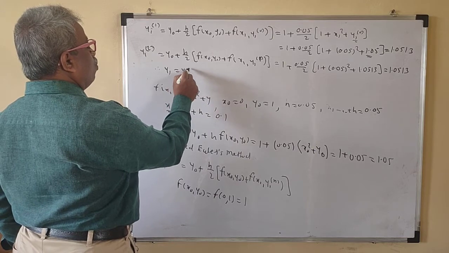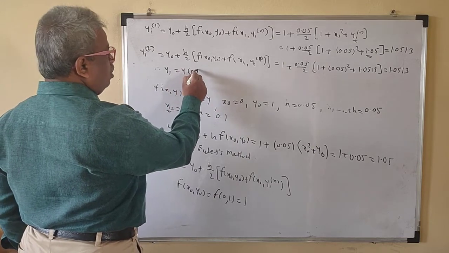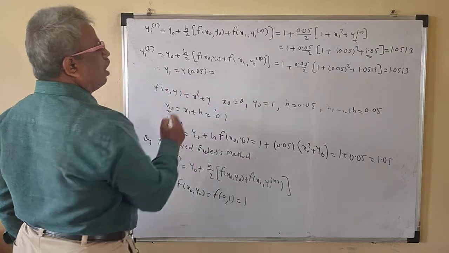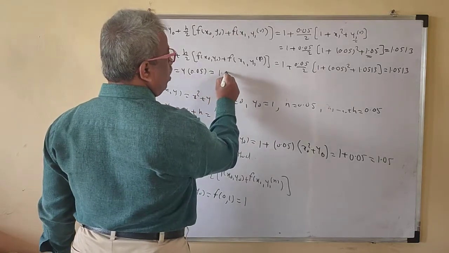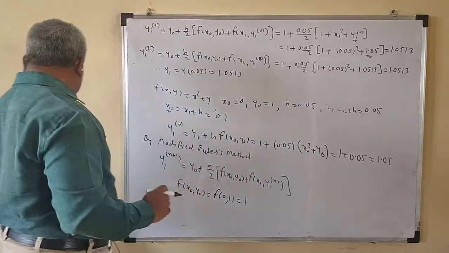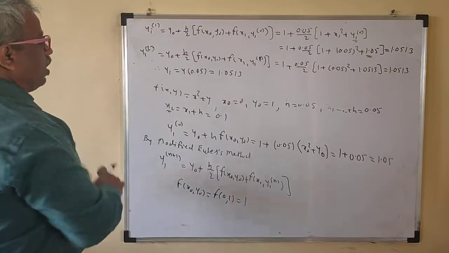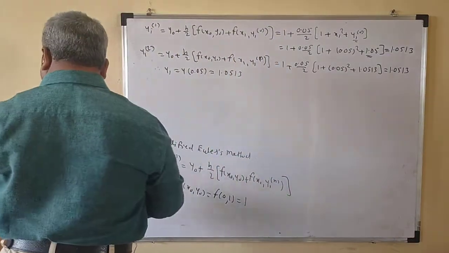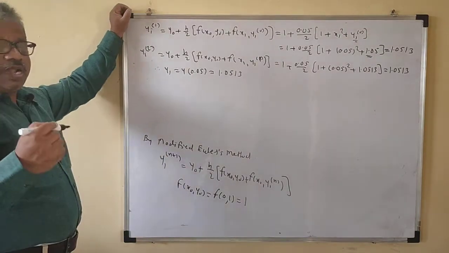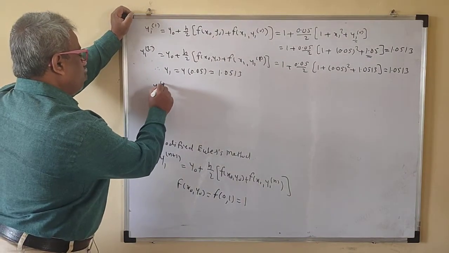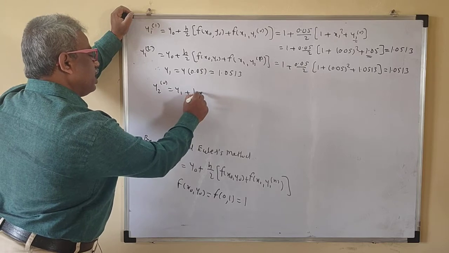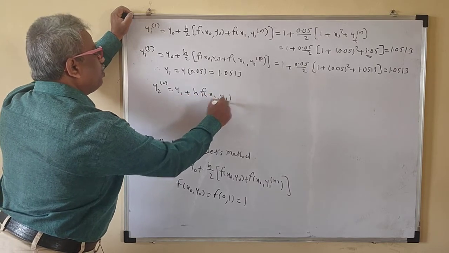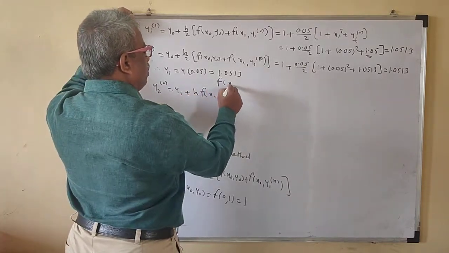Okay. So therefore you get y1. y1 is equal to y of 0.05. This is 1.0513. Okay. So you get y1. Now we will find the second approximation. We have to find y2 now. So y2 of 0 is y1 plus h f of x1 y1. Okay. So we will find f of x1 y1.